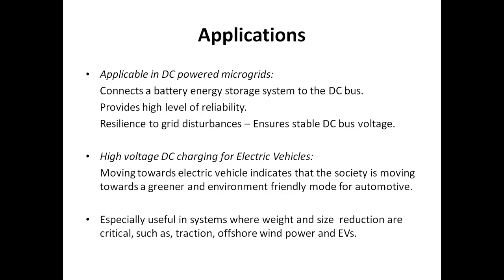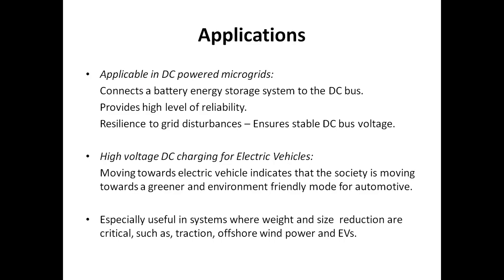The applications of this dual active bridge converter with an isolation transformer, that is the HF transformer, are manifold. They are applicable in DC power microgrids. It's a high voltage DC charging for electric vehicles, and they are especially useful in systems where weight and size reduction is critical, such as traction, offshore wind power, and EVs. Especially in DC power microgrids, we connect a battery energy storage system to the DC bus. So this provides high level of reliability and resilience to grid disturbances.